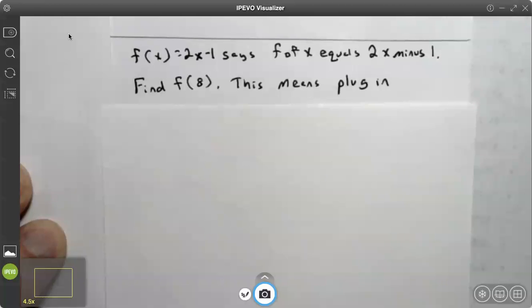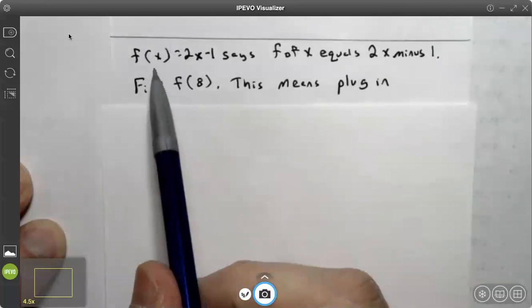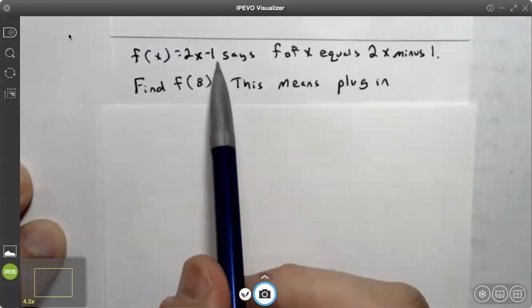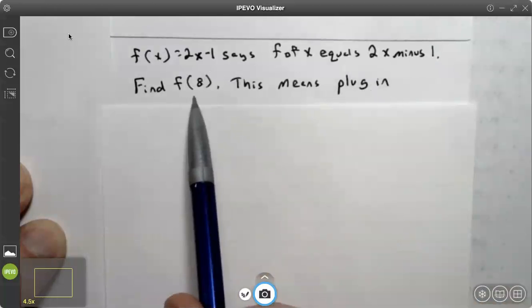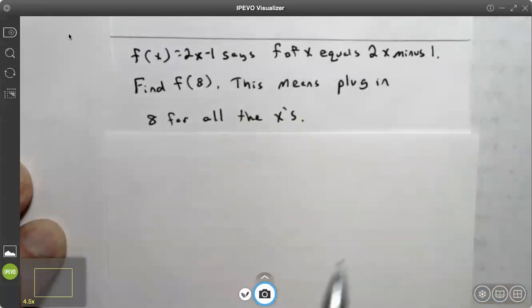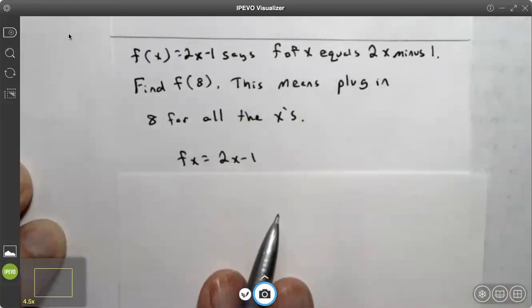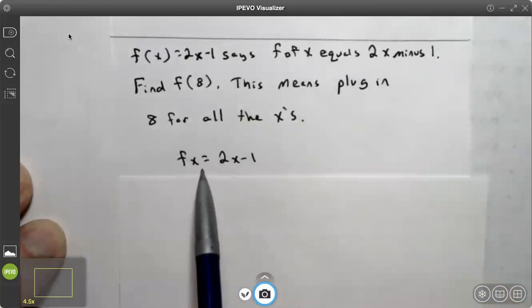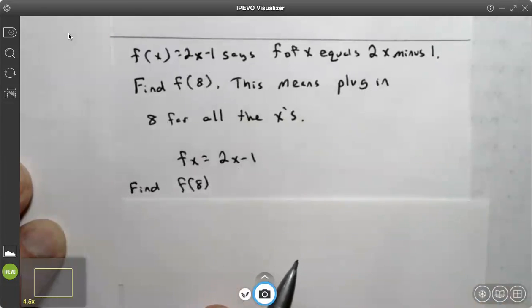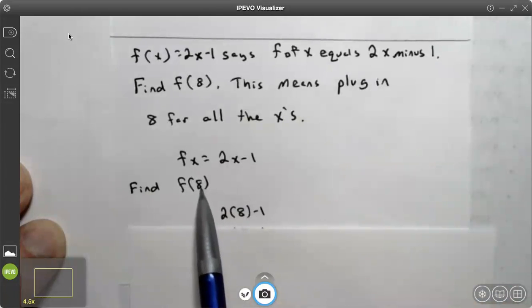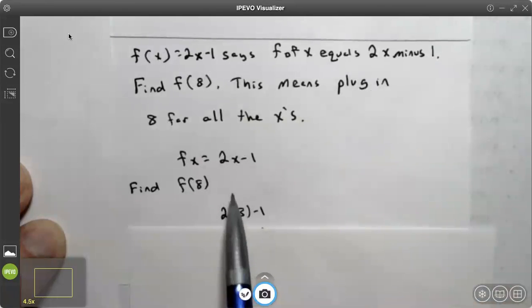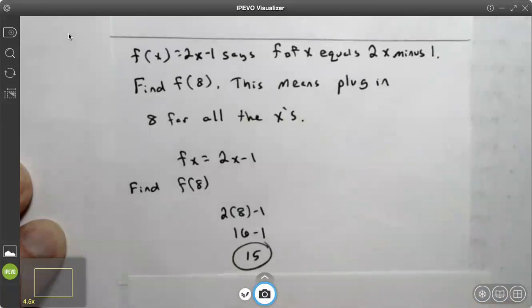Let's look at one more example. f of x equals 2x minus 1. Find f of 8. This means plug in 8 for all the x's. So f of x is 2x minus 1. Find f of 8. I'll replace this with 8. Technically, I don't have to show that. And I'll replace this with 8. And I'll work it out and I get my answer, which in this case is 15.